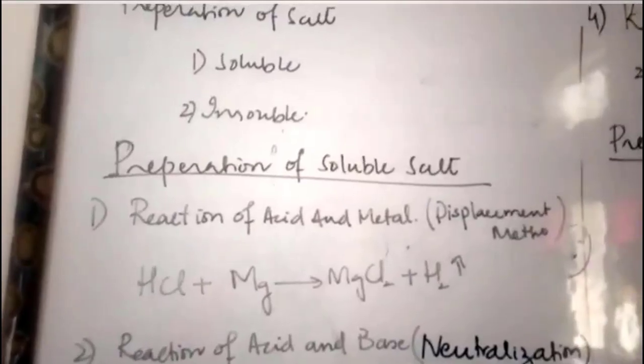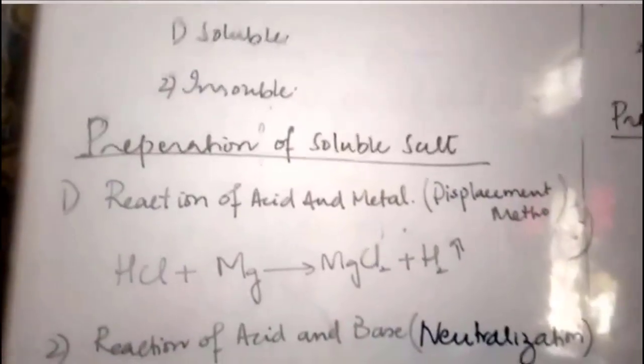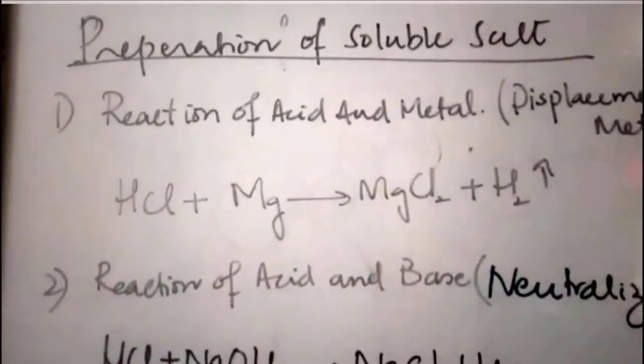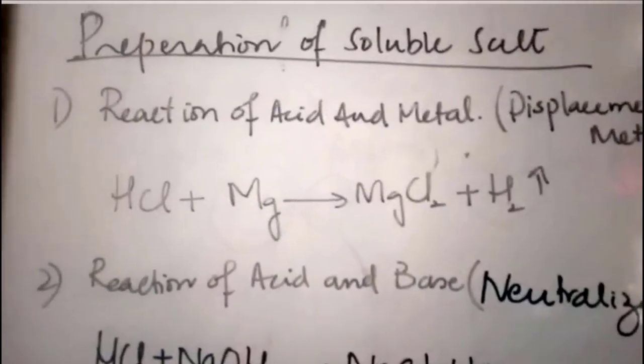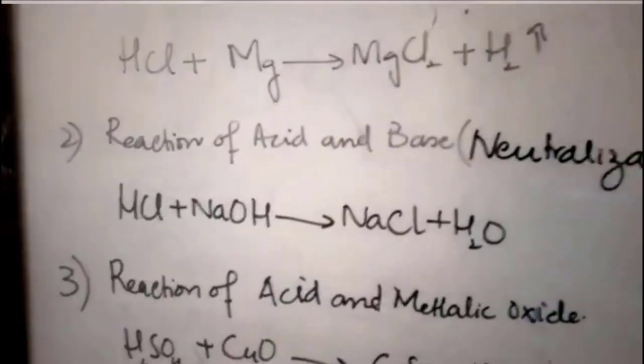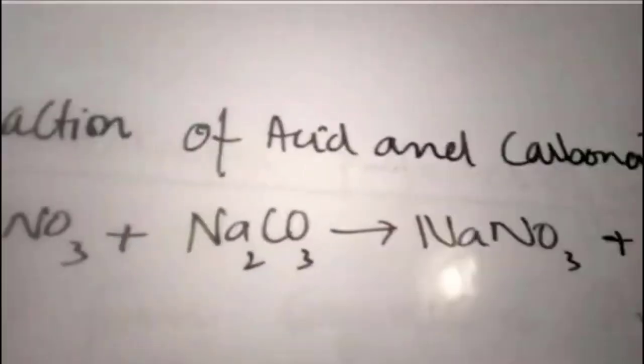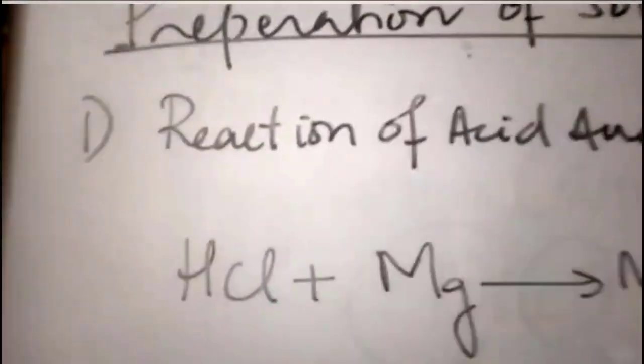First we discussed how the soluble salts are prepared. Here we have some reactions of soluble salt. There are 4 methods through which we will prepare the soluble salts: reaction with acid and metal, reaction with acid and base, reaction with acid and metallic oxide, and the last one is the reaction of acid with the carbonate. So first we are going to study the preparation of the soluble salt.